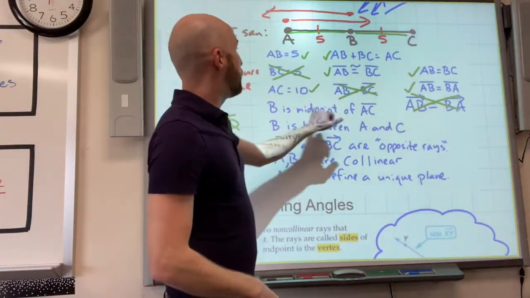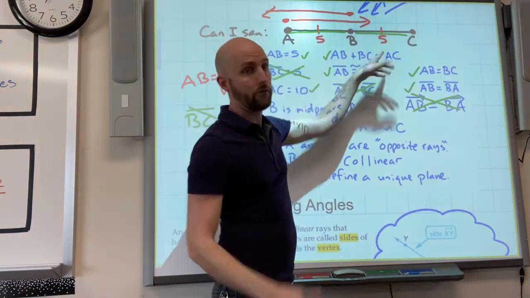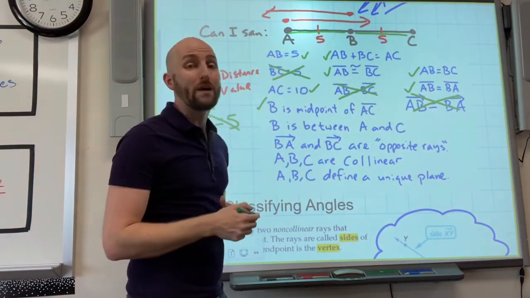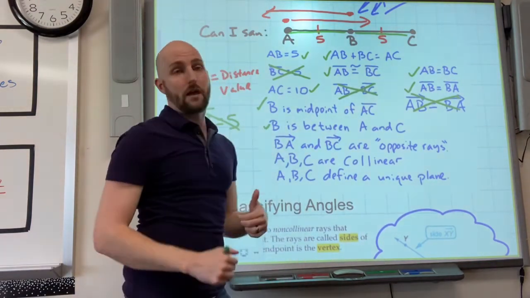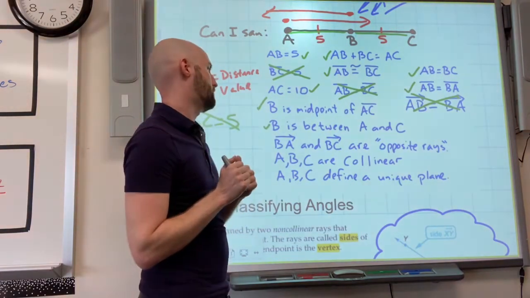Is B the midpoint of AC? Yes, not just because it looks like it, but because I can observe that the distances are equal. Is B considered to be between them? Yes. Between just means anywhere between. Midpoint is just a special between.